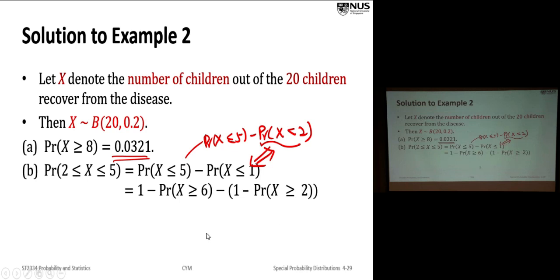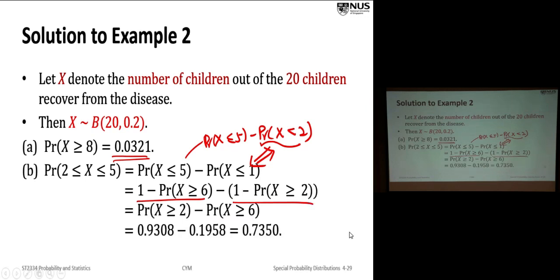All right, so this is 1 minus probability X greater or equal to 6. This is 1 minus probability X greater or equal to 2. So I read out from the table these two values, and this is the answer.